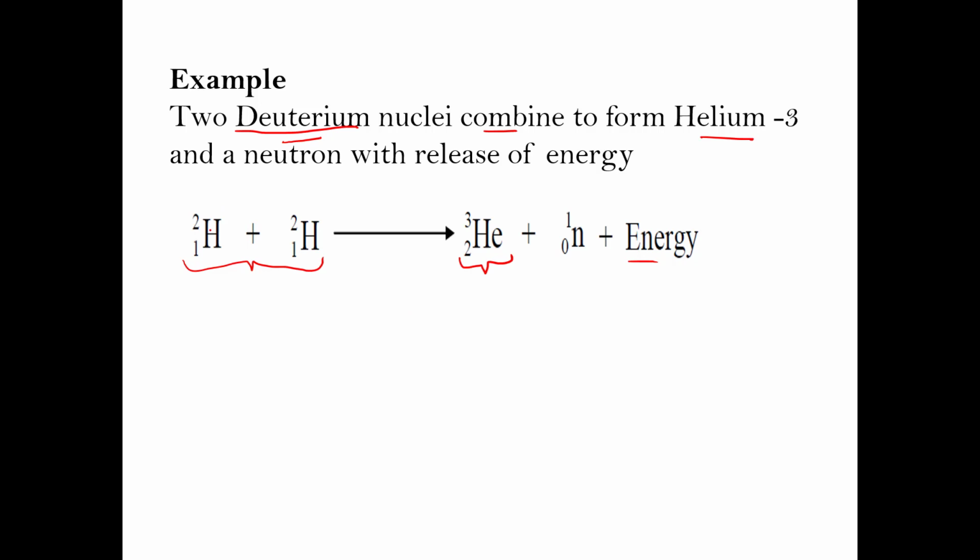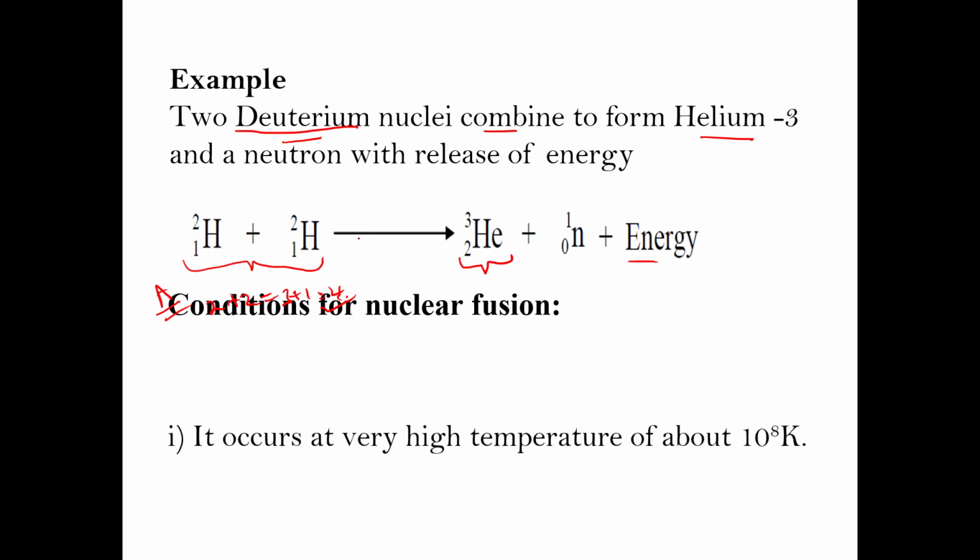Now, balancing our equation as usual, for the atomic mass, we have 2 plus 2 equals 3 plus 1, which gives us 4. So this one balances. The atomic number as well, 1 plus 1 is equal to 2 plus 0. So that one also balances. That is a balanced nuclear reaction equation, and that is for nuclear fusion.